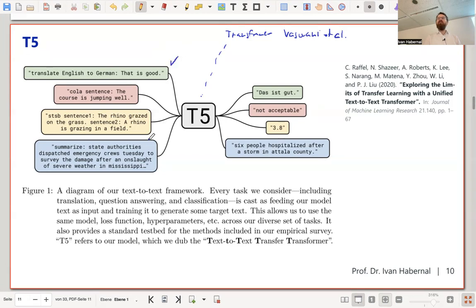Okay, so this is task number one. Another task, well, let me skip the CoLA sentence, but let me say STS-B, sentence one: the rhino grazed on the grass. Sentence two: a rhino is grazing in a field.